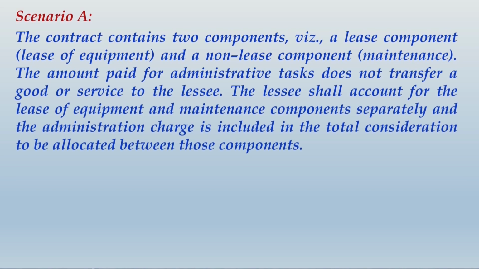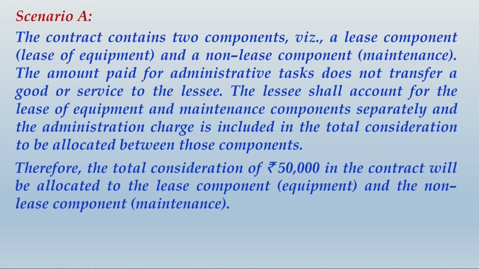Exactly, if you can recall the way we have learned the allocation of taxes, right? Like that, this administration charge will be allocated. You may write further that therefore the total consideration of rupees 50,000, I'm sure you understand what is that rupees 50,000. It is 10,000 of annual lease payment over a period of 5 years, that makes it total 50,000 in the contract, will be allocated to the lease component, that is equipment, and non-lease component, that is maintenance, over the lease term of 5 years.